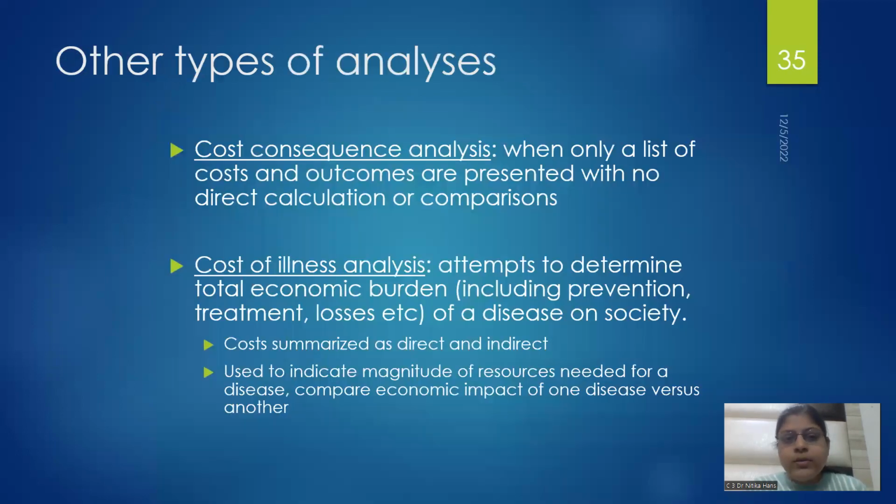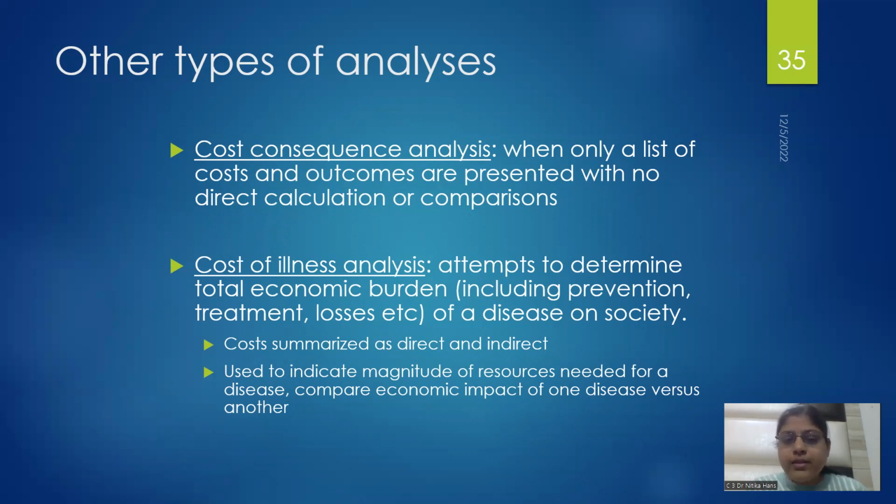The cost consequences analysis is just a list of the cost of the drug treatment and the outcome of the drug treatment, and there is no calculation or comparison. Cost of illness analysis attempts to determine the total economic burden, including prevention, treatment, and losses of a disease on society.